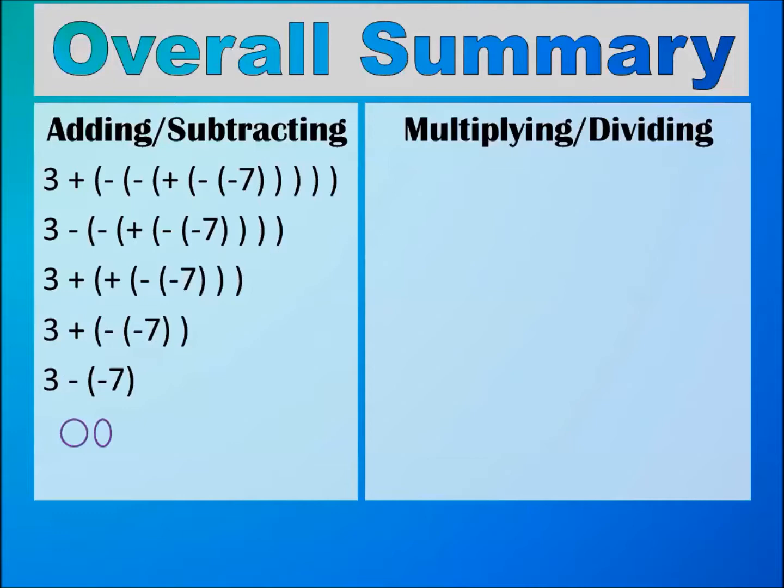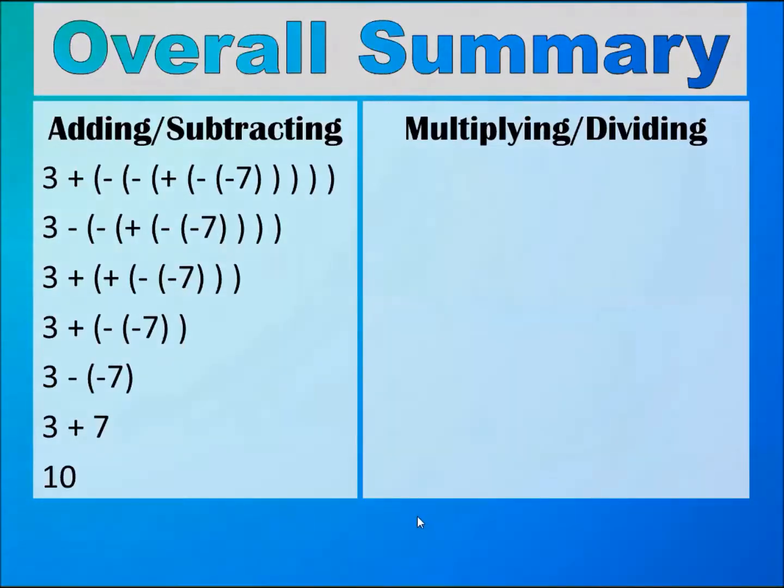And lastly, we have minus, minus. You can think that these are the same operation, and that would mean plus, or you can think that the second minus sign means to do the opposite of the first minus sign, and the opposite of minus is plus. So you end up with 3 plus 7, which is 10.